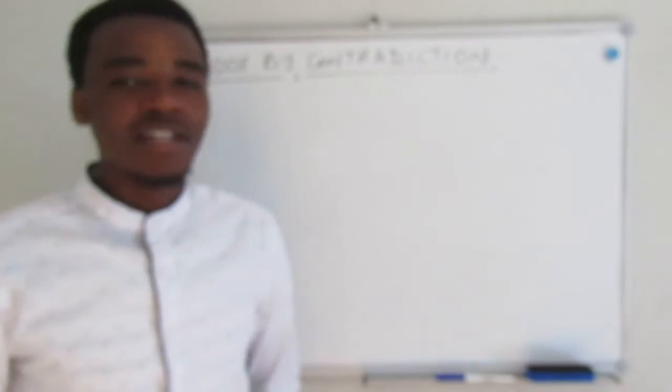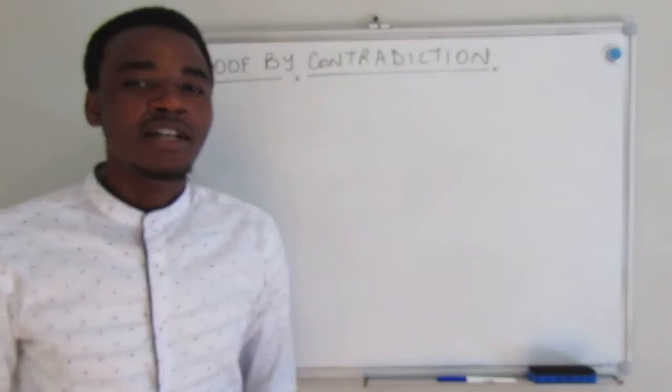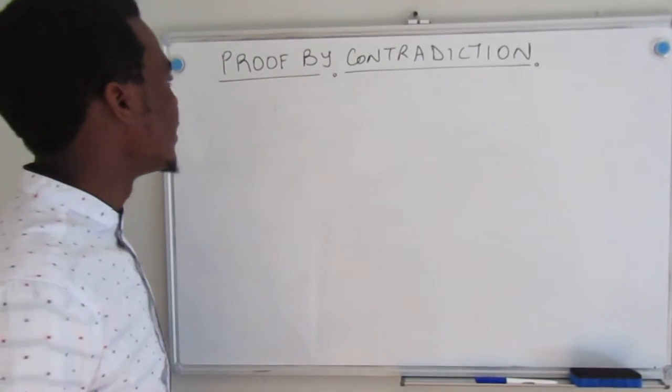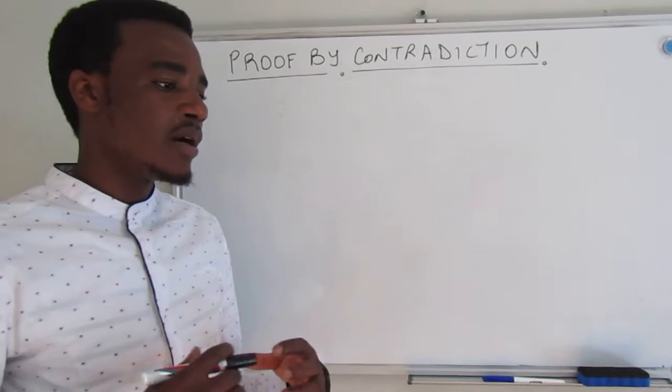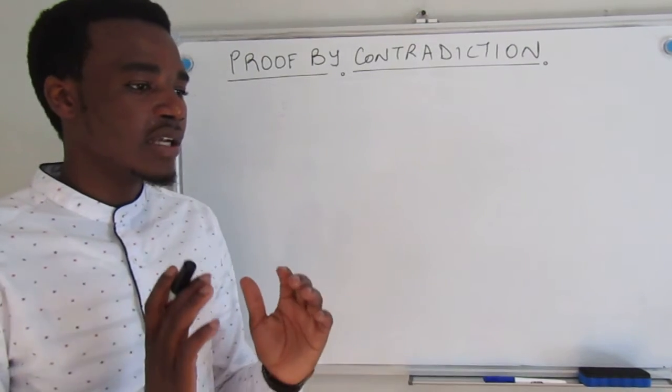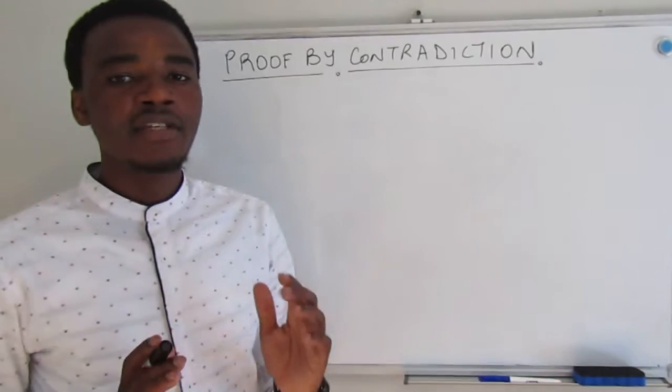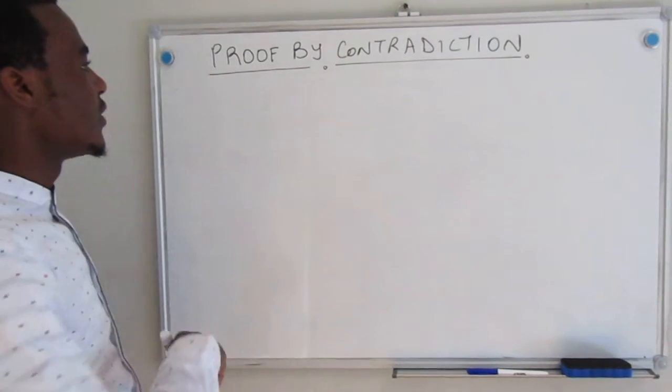Today we're going to look at Calculus 1, undergraduate level. The topic that we're going to look at is proof by contradiction. So I'm going to explain how the proof by contradiction really works, but I'm going to explain this by means of an example. So here's the example.